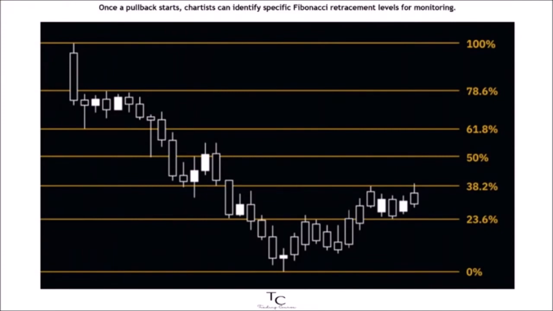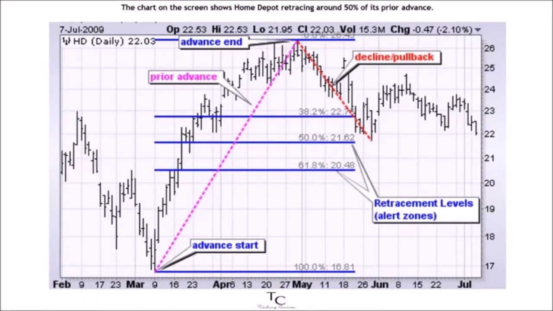Once a pullback starts, chartists can identify specific Fibonacci retracement levels for monitoring. As the correction approaches these retracements, chartists should become more alert for a potential bullish reversal. The chart on the screen shows Home Depot retracing around 50% of its prior advance.